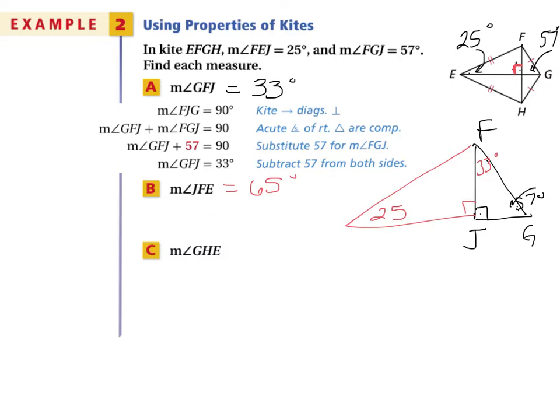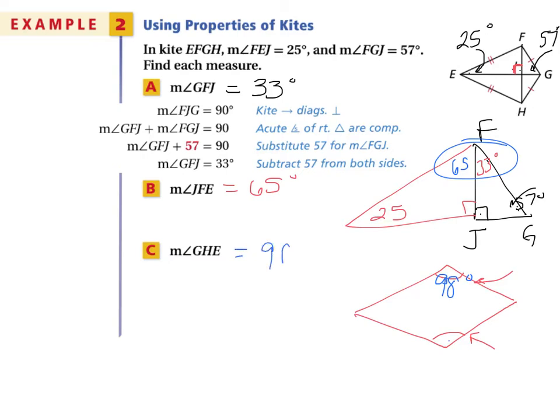Now in part C, we need to find the measure of angle GHE. Now we know that in a kite, we have one pair, which are these two, of congruent opposite angles. So the opposite angles, one pair here, they're congruent. So we know from the previous one, we found these two angles. Well, 65 plus 33 gives us 98 degrees, so therefore this one has to be the same, which is 98 degrees.